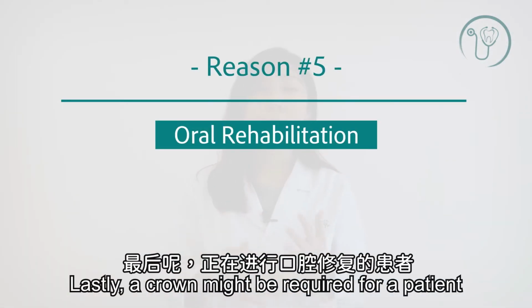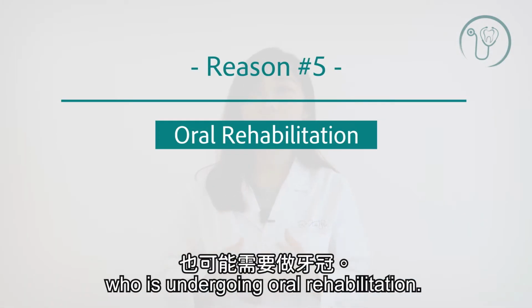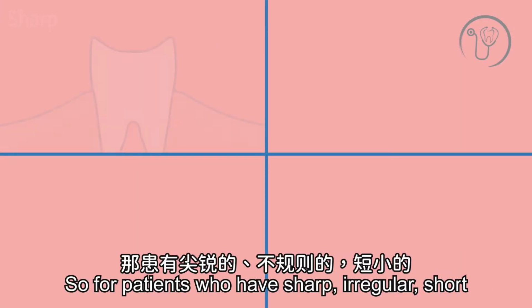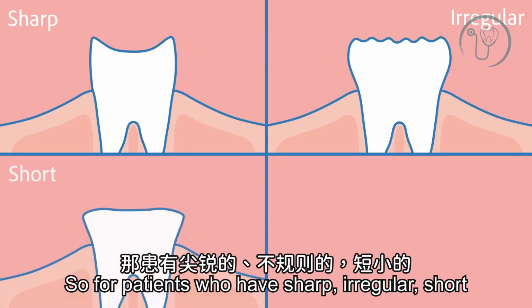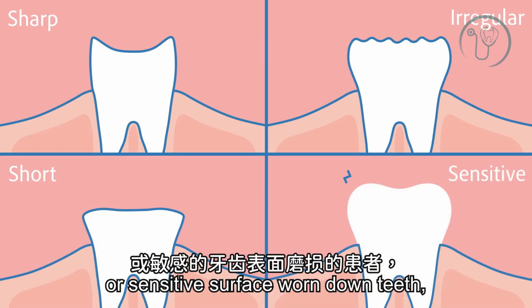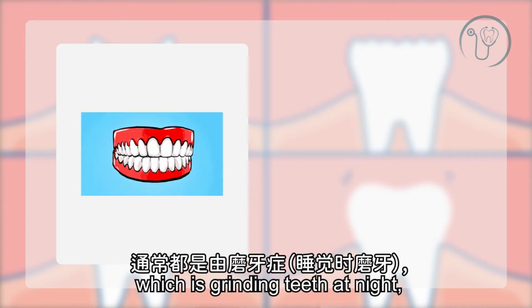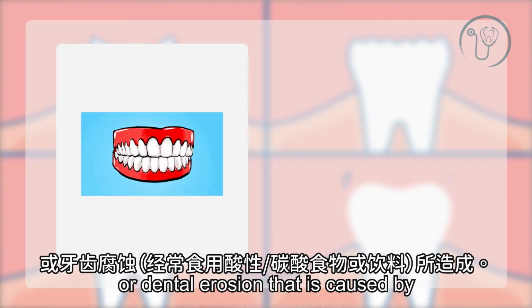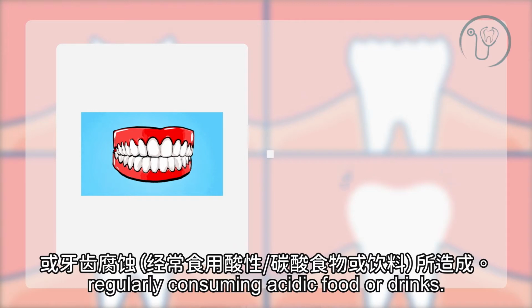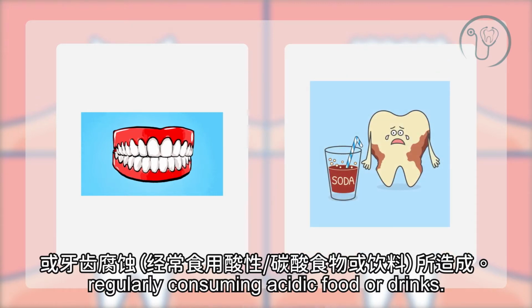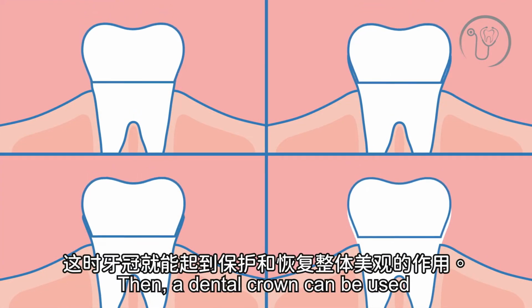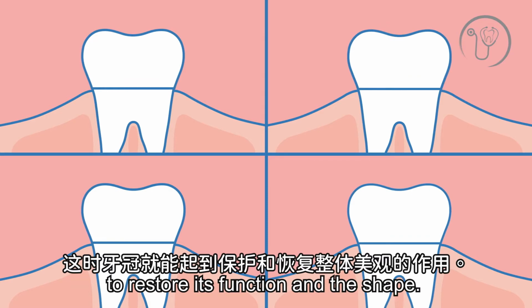Lastly, a crown might be required for the patient who is undergoing oral rehabilitation. For patients who have sharp, irregular, short, or sensitive worn down teeth, typically caused by bruxism, which is grinding teeth at night, or dental erosion caused by regularly consuming acidic food and drinks, a dental crown can be used to restore its function and shape.